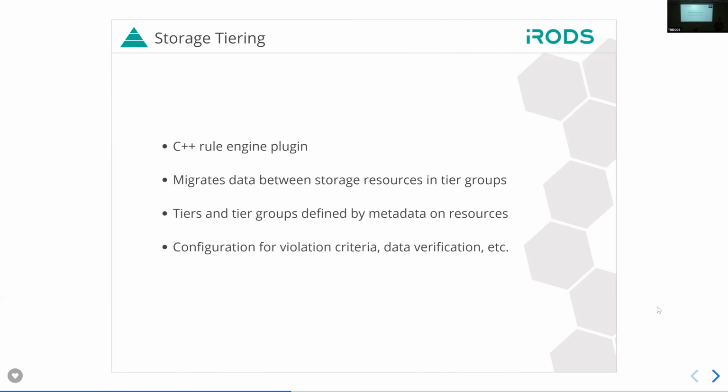The tier groups are defined by metadata on the resources, and you can provide a bunch of other configurations such as violation criteria. In our demo, we're going to be using the default, which is time-based. So if data has been sitting on a certain storage resource for a certain amount of time, it will be migrated to the next tier.